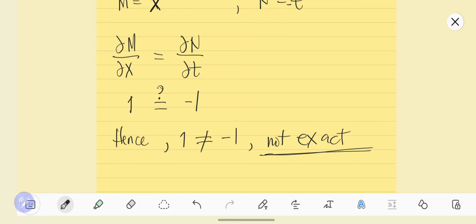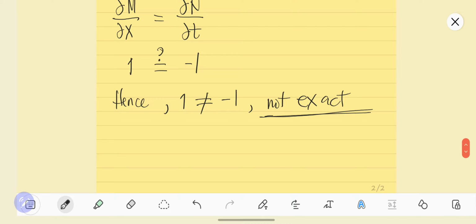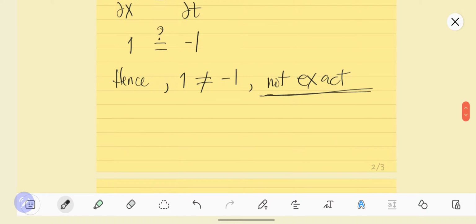So before using the method of exact differential equations, you try to check for exactness. If it is not exact, there is no guarantee that you will find a solution by using this method.